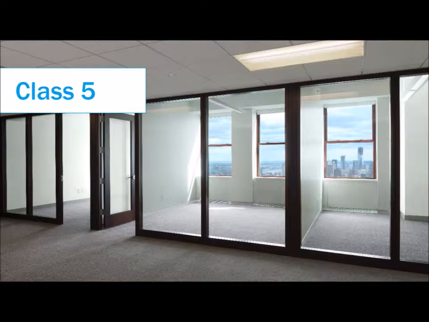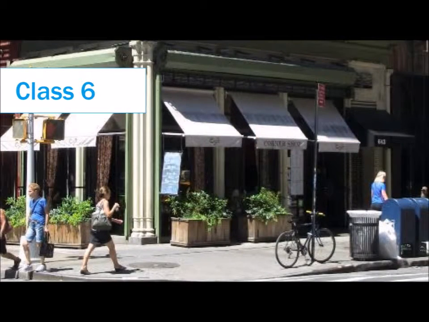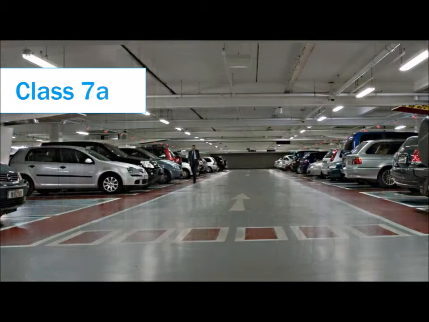Class 5 is an office building used for professional or commercial purposes, but it excludes buildings of Class 6, 7, 8 or 9. Class 6 are buildings such as shops or anywhere where there's sales of goods, retail or supply of services, such as restaurants, etc.